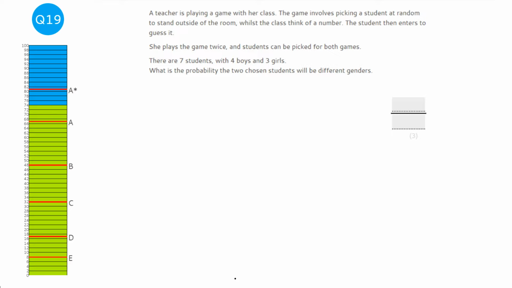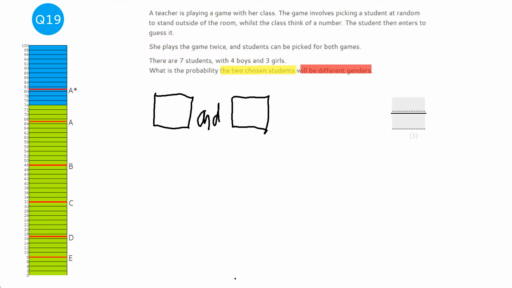Now something to be careful of is when a question asks you to work out the probability of 2 things happening. Now the question says that we're looking at the probability they will be different genders. Okay, that's the important thing. Now whenever it asks you the probability of something, never think of it that way. Always think about it as something and something else. Well, different genders. So the first one will be a boy and the second one will be a girl.